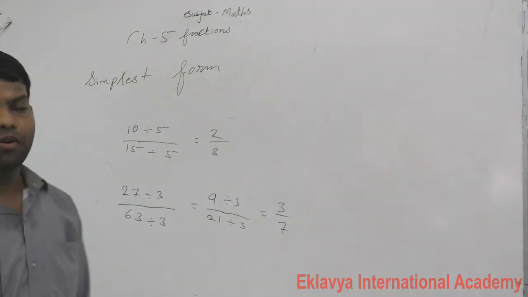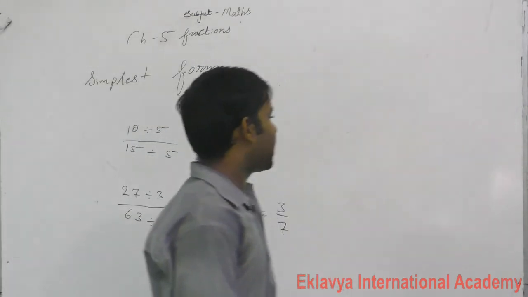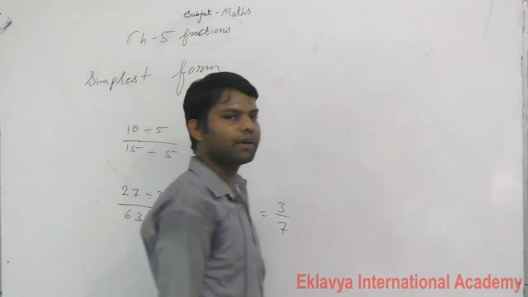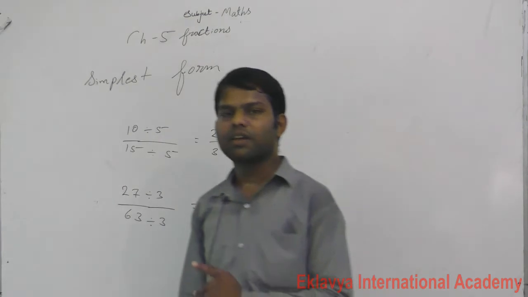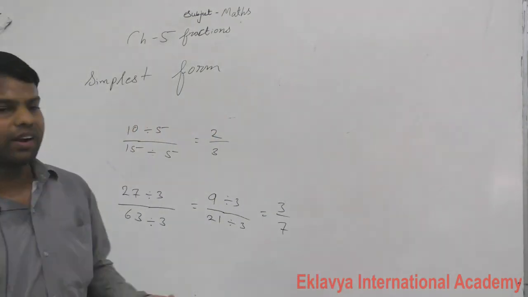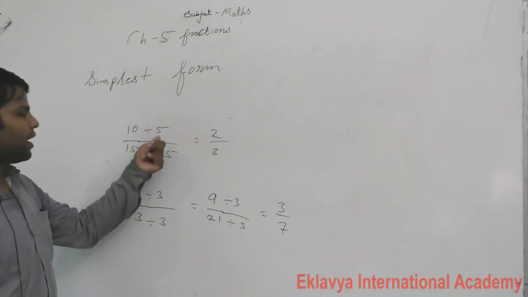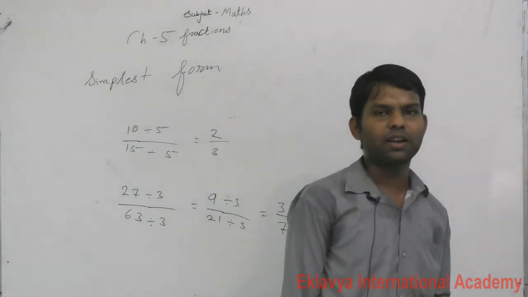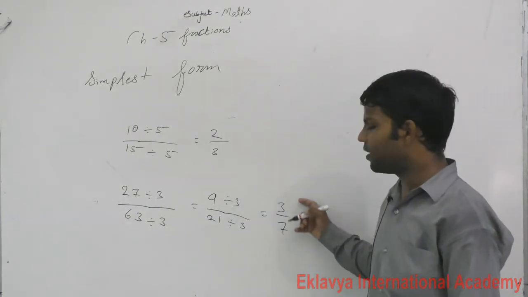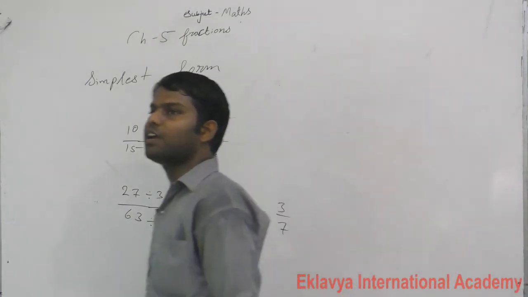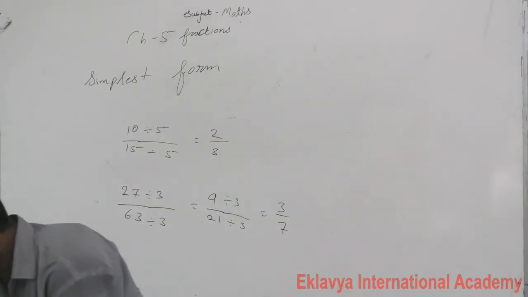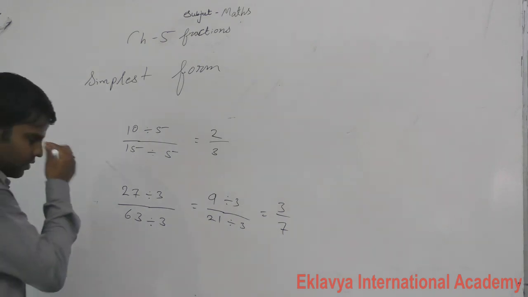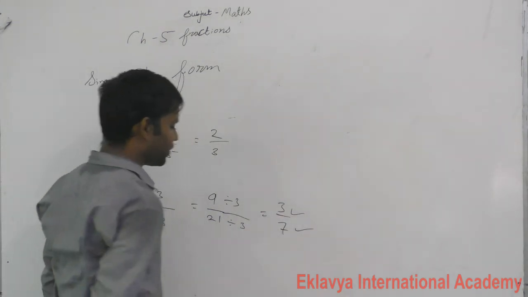So the simplest form of a fraction is defined as follows: if a fraction has two parts, numerator and denominator, and both are divisible by a common number, then we divide, and at last we get numbers that are not divisible by any common number. That is called the simplest form. So the simplest form is 3 upon 7.